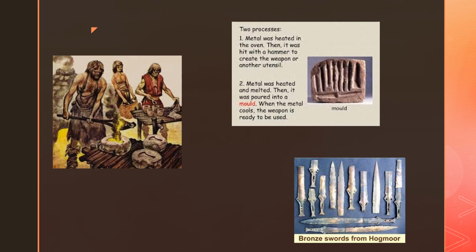In the first, metal was heated in the oven, then it was hit with a hammer to create the weapon or another utensil. In the other process, metal was heated and melted, then it was poured into a mould. When the metal cools, the weapon is ready to be used.